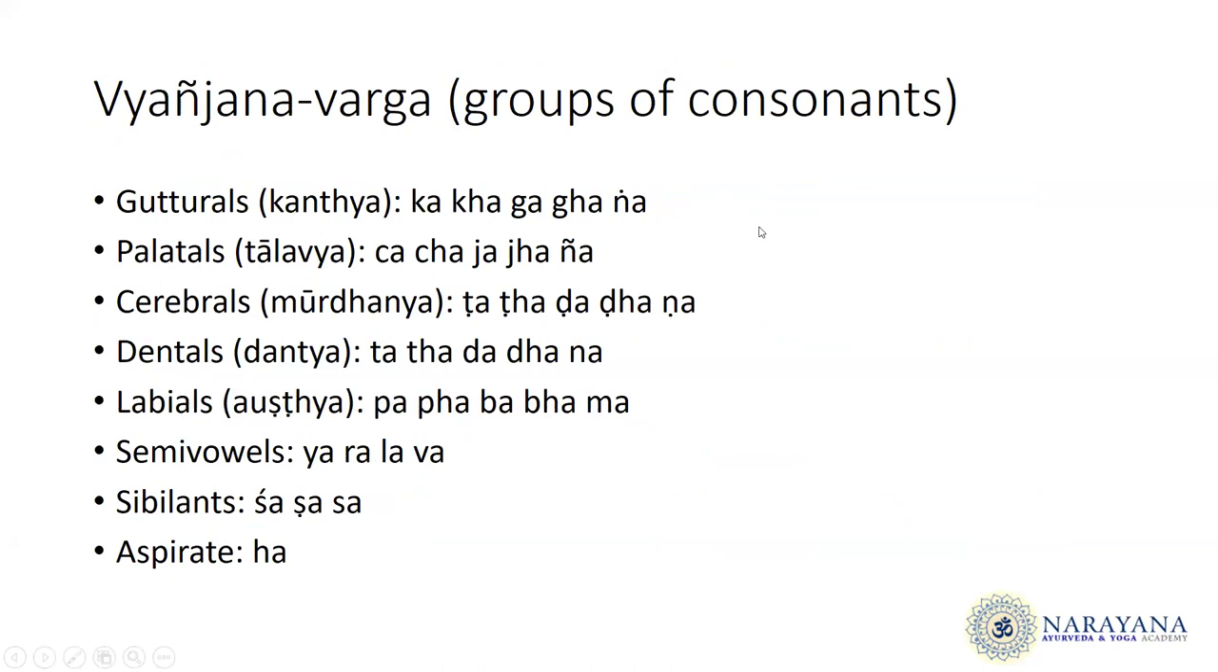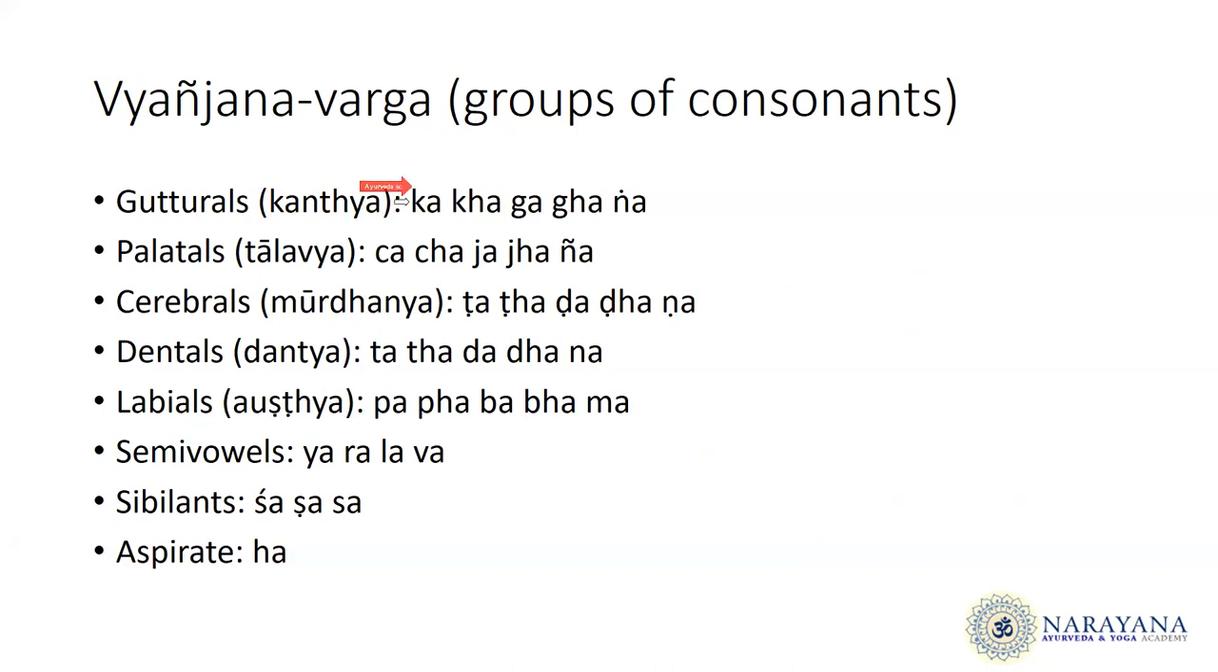Now let's talk about the vyanjana varga, the groups of consonants. Now remember, I said that consonants are arranged in rows and in columns. So they are arranged in groups according to the mouth part. So there are the gutturals first, or kantya in Sanskrit. Ka, kha, ga, gha, nga. So ka has no breath and kha has breath.